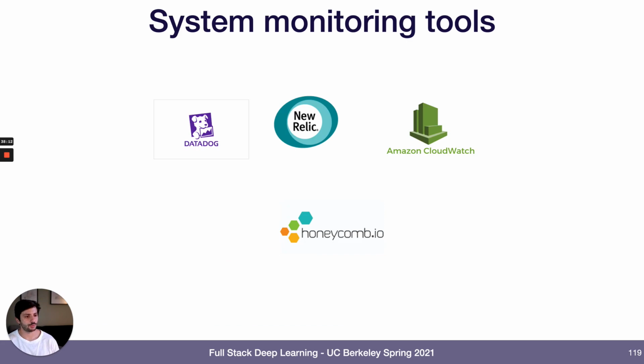So some examples are your cloud provider tools like Amazon CloudWatch, and then there are specific tools that have evolved just to solve this problem. New Relic, Datadog, and Honeycomb are some of the more prominent examples.